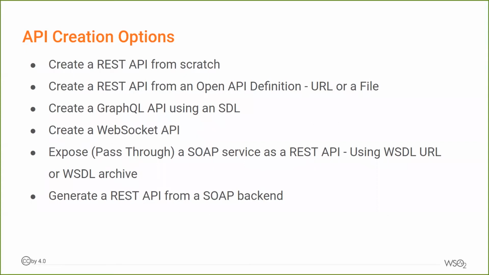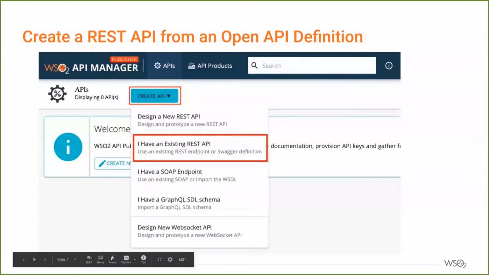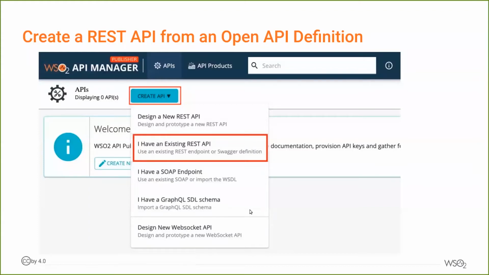WSO2 API Manager provides you with 6 options. Let's go through them one by one. In WSO2 API Manager, you can start by providing a name for the API and the version, context, and so on. The second option is to create an API from an existing definition.